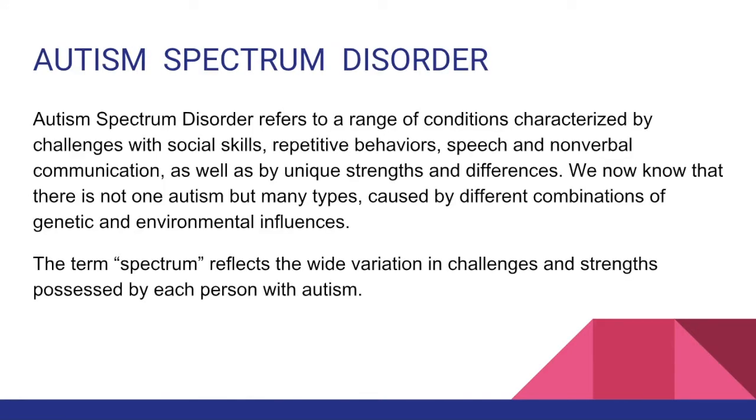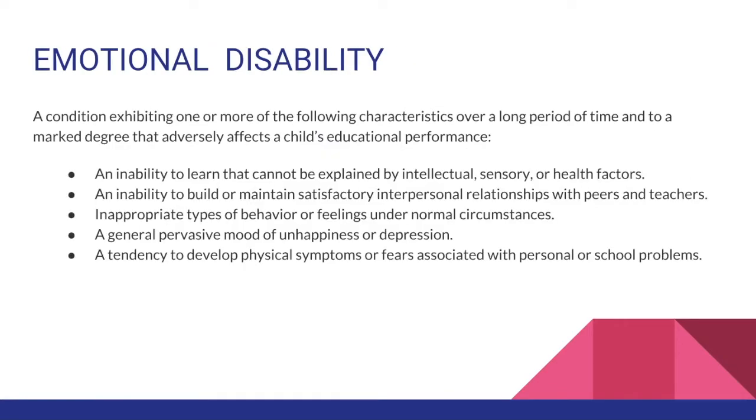Autism spectrum disorder refers to a range of conditions characterized by challenges with social skills, repetitive behaviors, speech and nonverbal communication, as well as by unique strengths and differences. We know now that there is not one autism, but many types caused by different combinations of genetic and environmental influences. The term spectrum reflects the wide variation in challenges and strengths possessed by each person with autism.